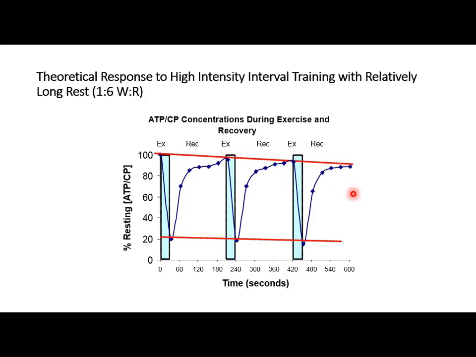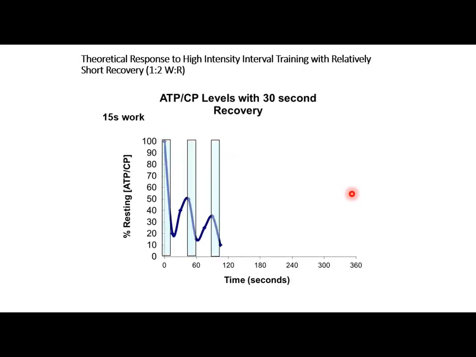So the question is, what happens if rest ratios are short? Well, let's use the same type of concept, high intensity interval training, but let's do a 1:2 work to rest interval. So here's your sprint. You're going to deplete intramuscular creatine phosphate levels, but this time we're going to cut short the rest. And then I'm going to make you sprint again.